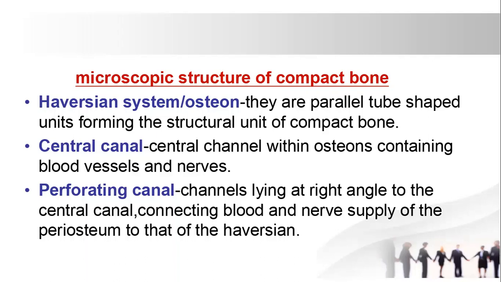Perforating canals are channels lying at right angles to the central canal, connecting the blood and nerve supply of the periosteum to that of the Haversian system. So they are linked to each other.